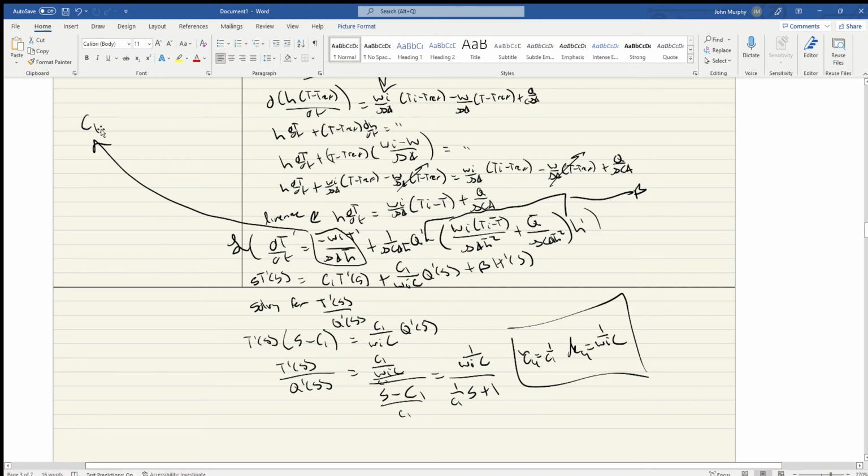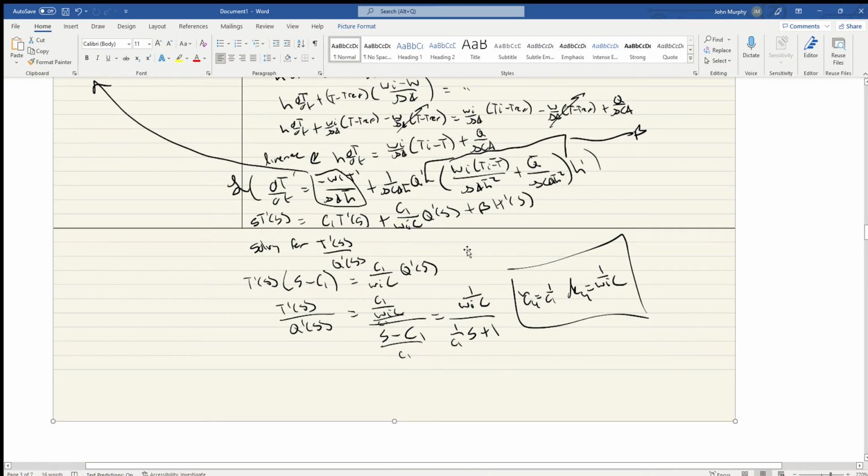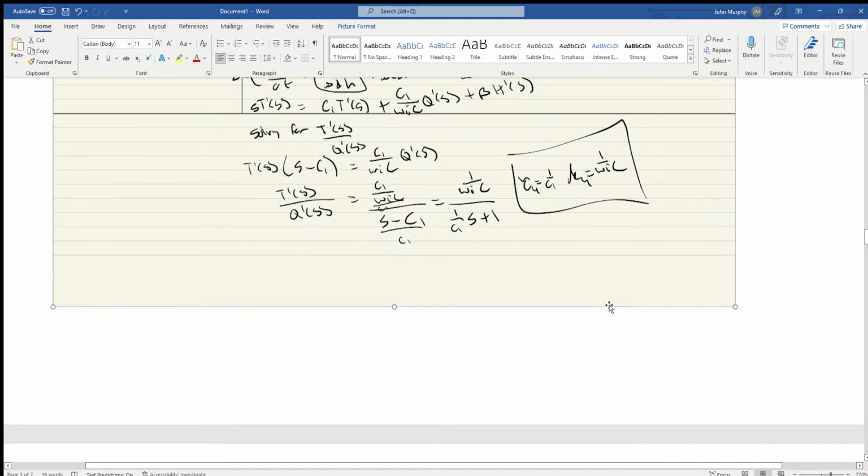I went ahead and used some substitutions, which are C1 and B. I use C1 right here, but I don't use C1 anywhere else. The main thing is that when you're solving for T prime of s over Q prime of s, you can cancel out the H prime of s, and that makes it a lot simpler. You just want to solve for the general form, with the constant being 1 on the denominator equal to tau, resulting right here, as you can see.